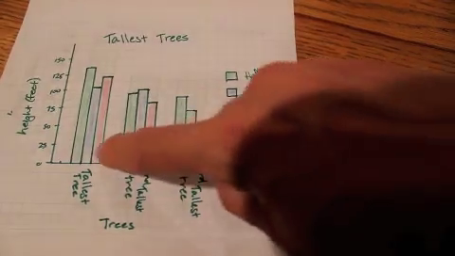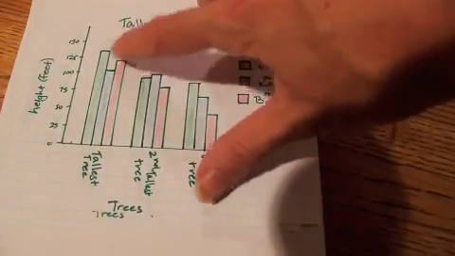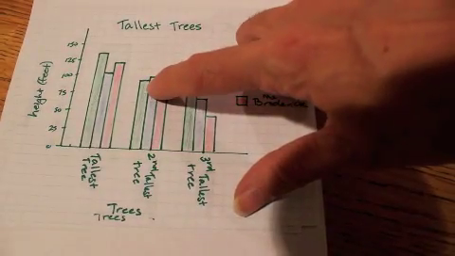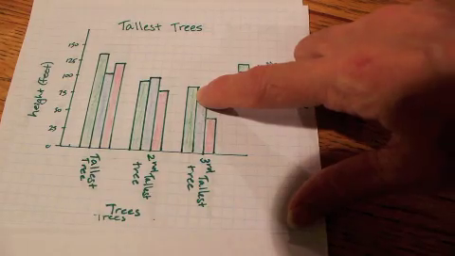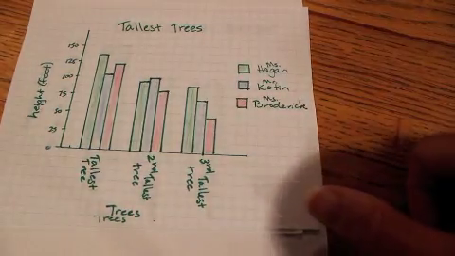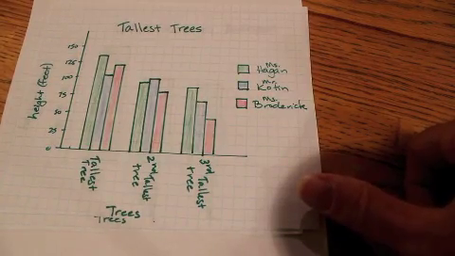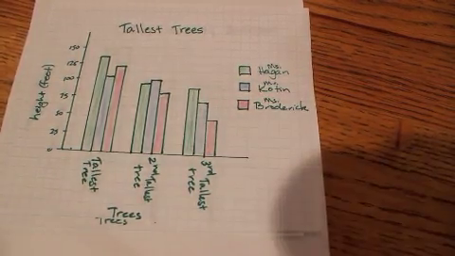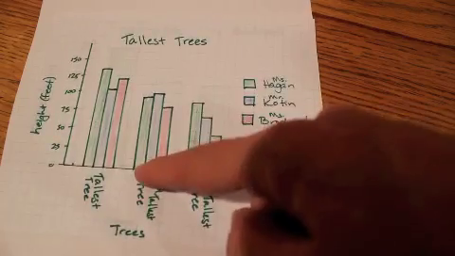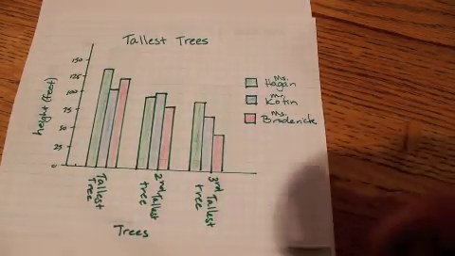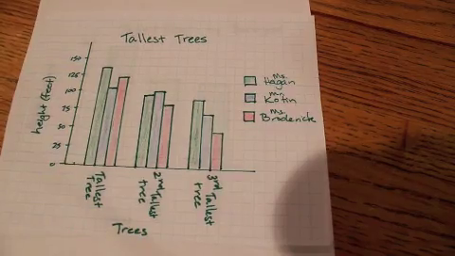So Miss Hagen's tallest tree is here in green. Miss Hagen's second tallest tree is also in green, and her third tallest tree is in green. The same goes for Mr. Cohen and Miss Broderick. In this way, I can compare all 3 of their tallest trees, all 3 of their middle or second tallest, and their third tallest trees.